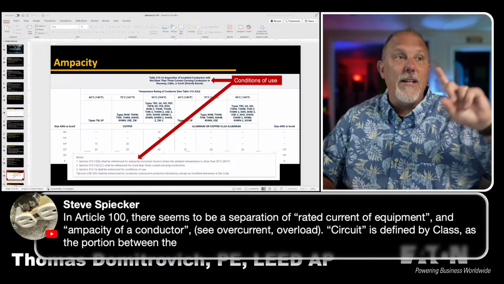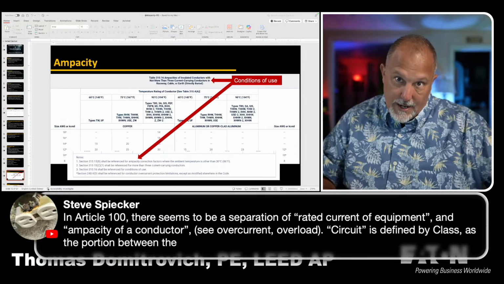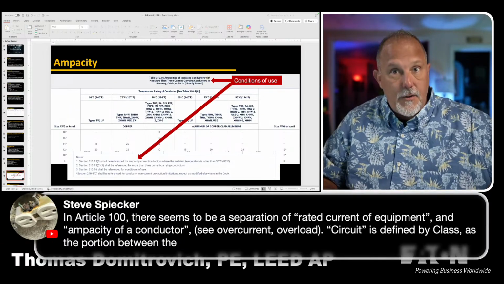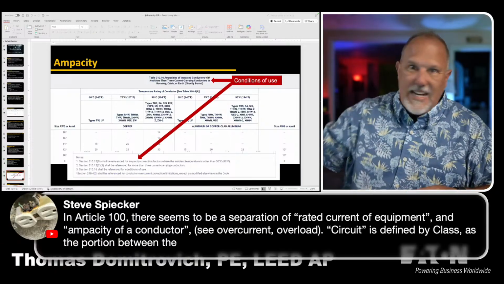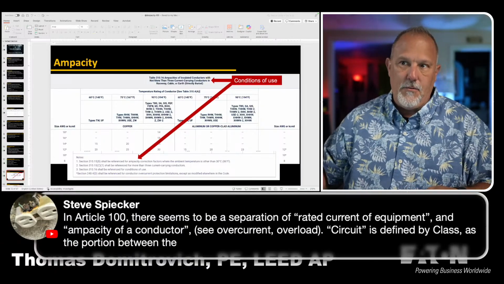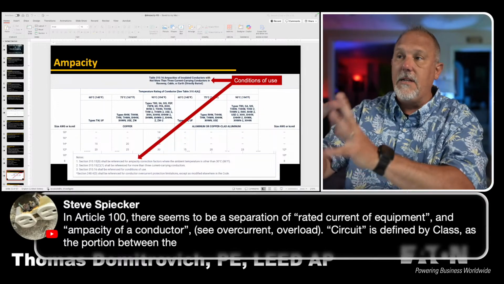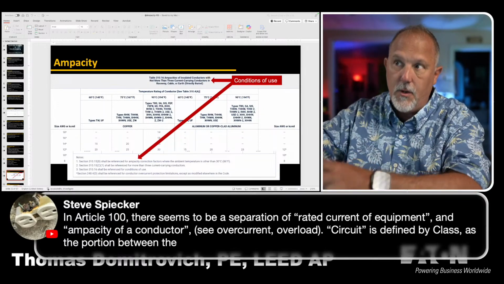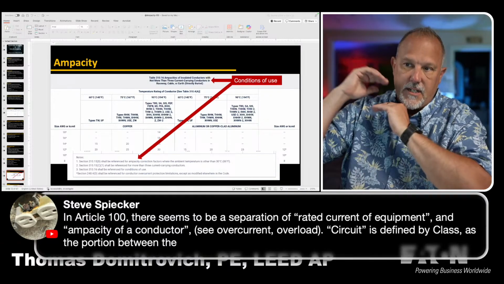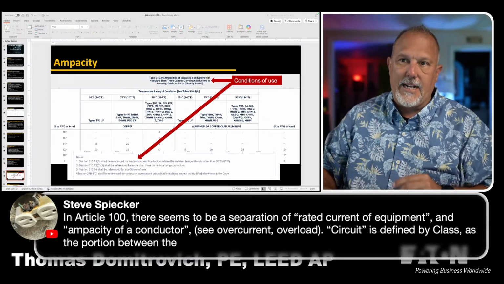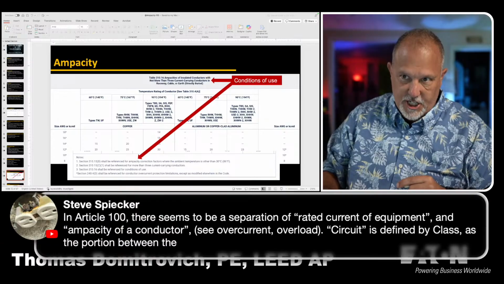When we get to 110.14, we have to really ask ourselves, is it an ampacity value or is it a rating value? But suffice it to say, we're right here, we're on 310.16. This table establishes the conditions of use, etc.